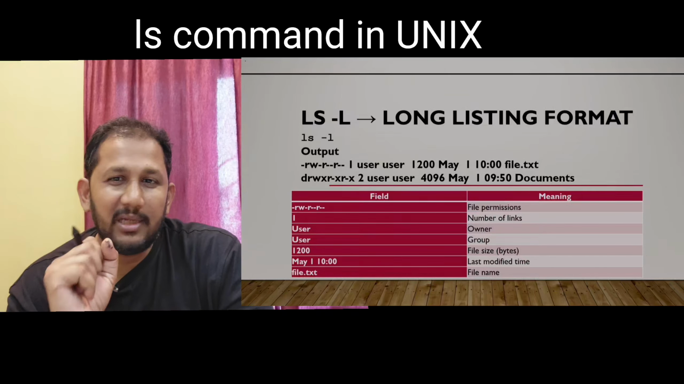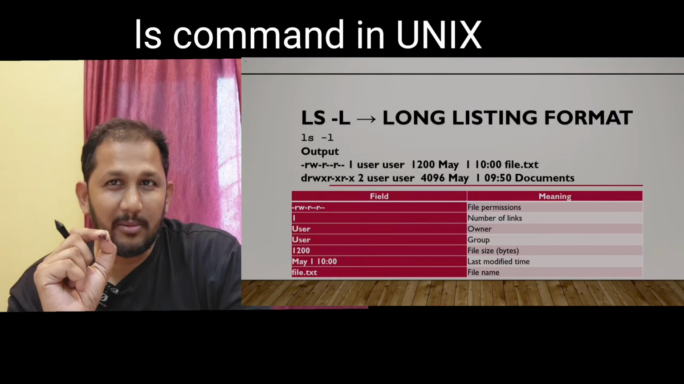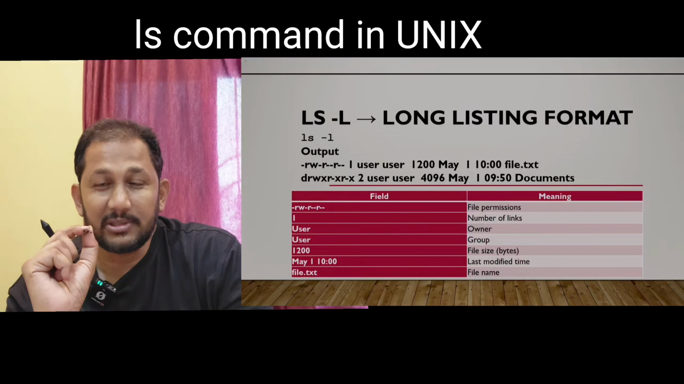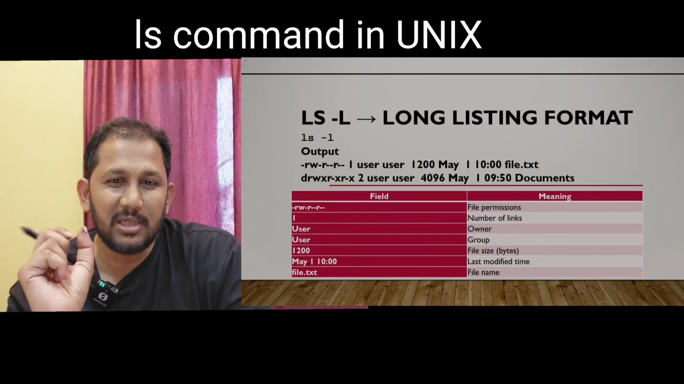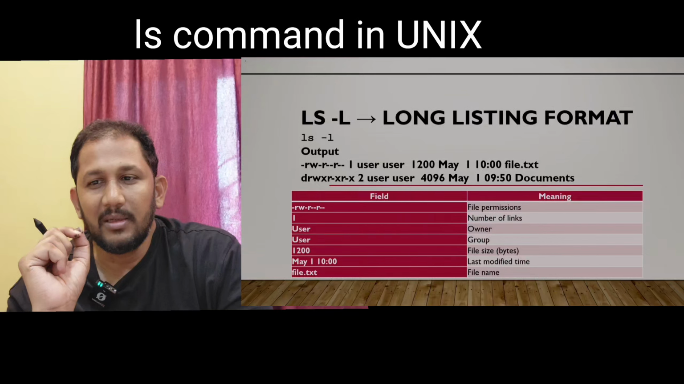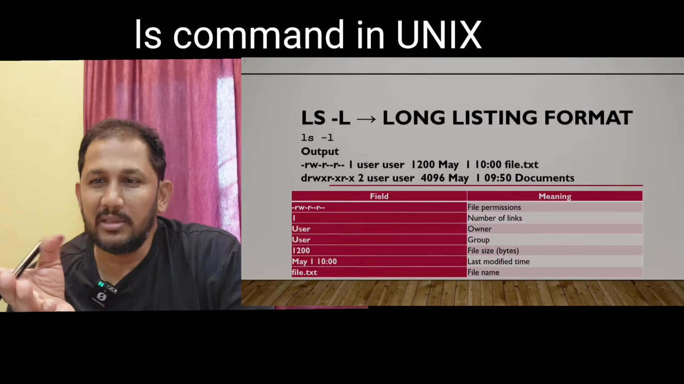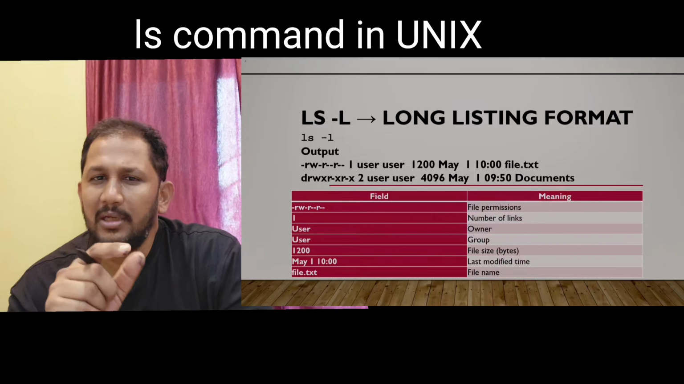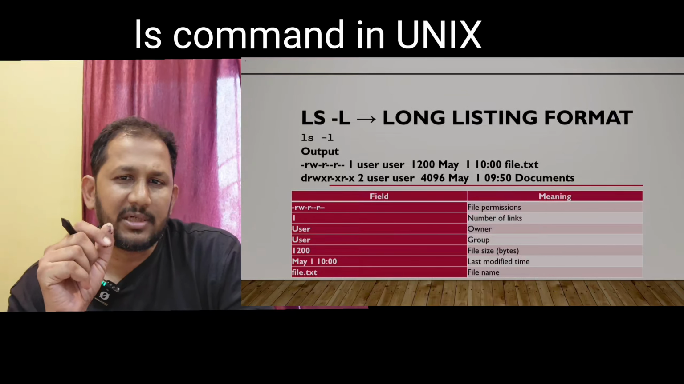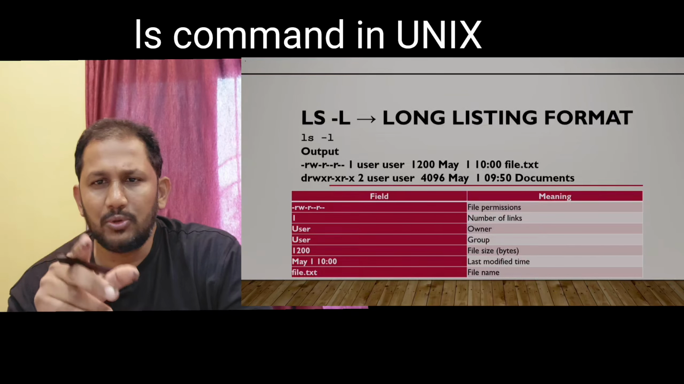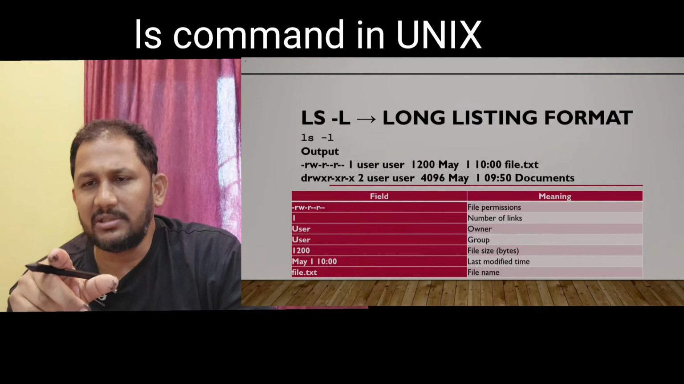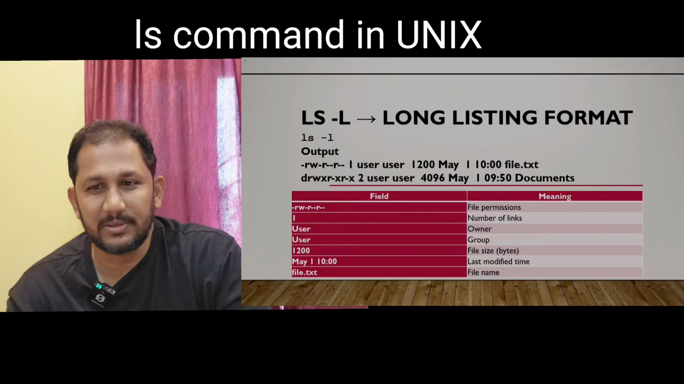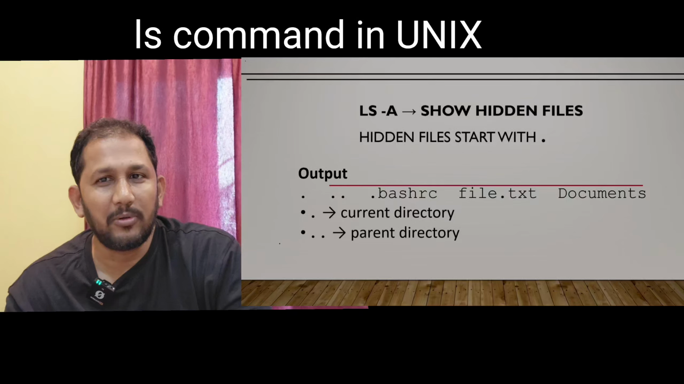The 1 means the link count is one, user means the name of the owner is user, and the group is user. 1200 is the size of the file. May 1 is the last modification time, and the name of the file is file.txt. Similarly, here the second entry, d, is a directory, with link count 2, user, size, last modification time, and the directory name is documents. So this is the long listing format.